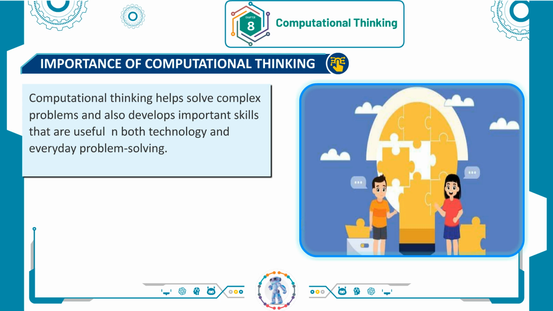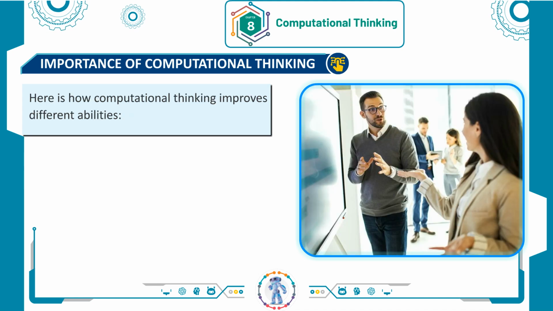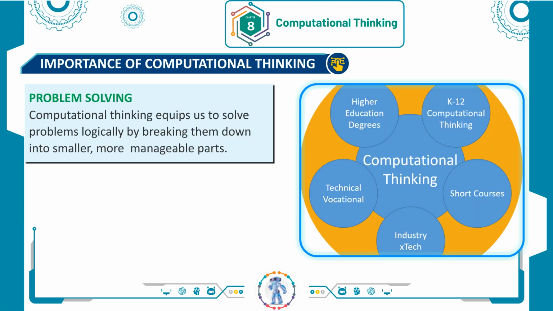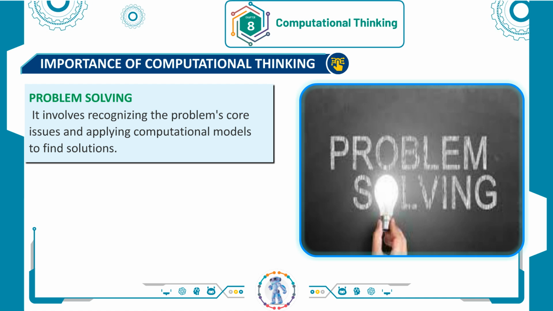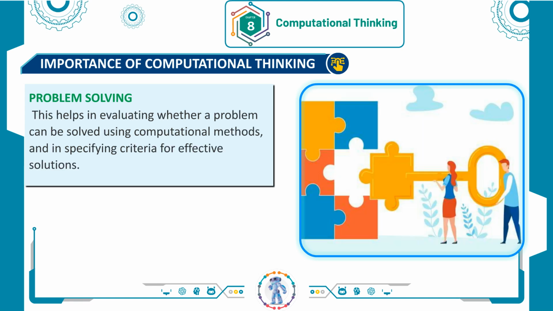Importance of computational thinking. Computational thinking helps solve complex problems and also develops important skills that are useful in both technology and everyday problem solving. Here is how computational thinking improves different abilities. Problem solving. Computational thinking equips us to solve problems logically by breaking them down into smaller, more manageable parts. It involves recognizing the problem's core issues and applying computational models to find solutions. This helps in evaluating whether a problem can be solved using computational methods and in specifying criteria for effective solutions.